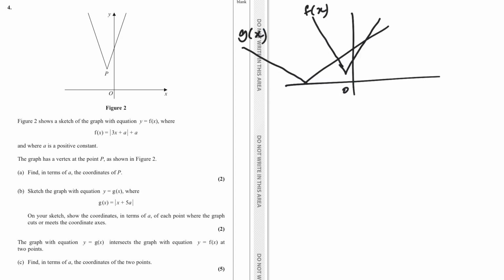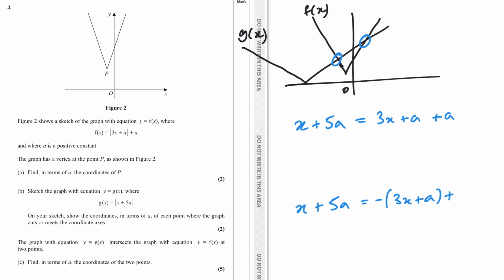So these two graphs intersect, and looking at my intersections is quite important here. So I can see that it's these 2 points. So I can see that the g of x graph, I only want the positive version of it, so x plus 5a, and the f of x graph, I'm going to want both the positive and the negative version. So I want 3x plus a, and then my second equation is going to be minus 3x plus a. And these are the two then that will give me the coordinates that I need.